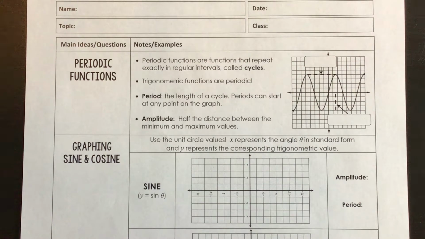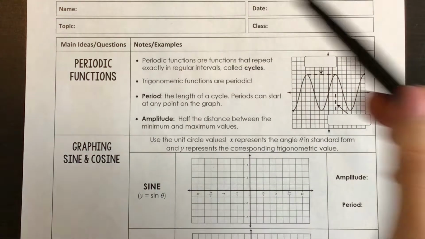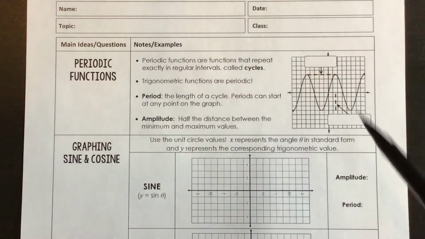So first, just a quick little introduction to what it means to be a periodic function. The definition we have here: periodic functions are functions that repeat exactly in regular intervals. There are these things called cycles where it repeats the same values over and over and over again. Trig functions are periodic. They repeat the exact same values over and over because they're based upon the unit circle. And the unit circle just goes around and around, meaning the sine and cosine values repeat themselves over and over again.